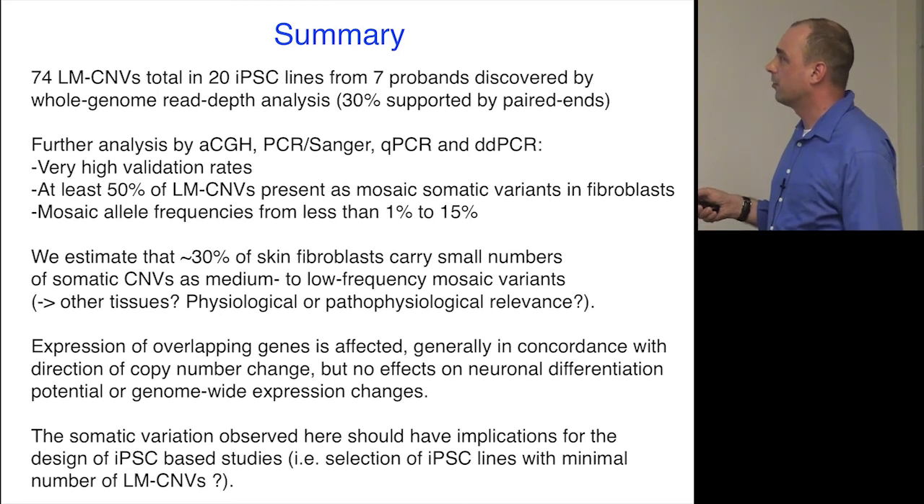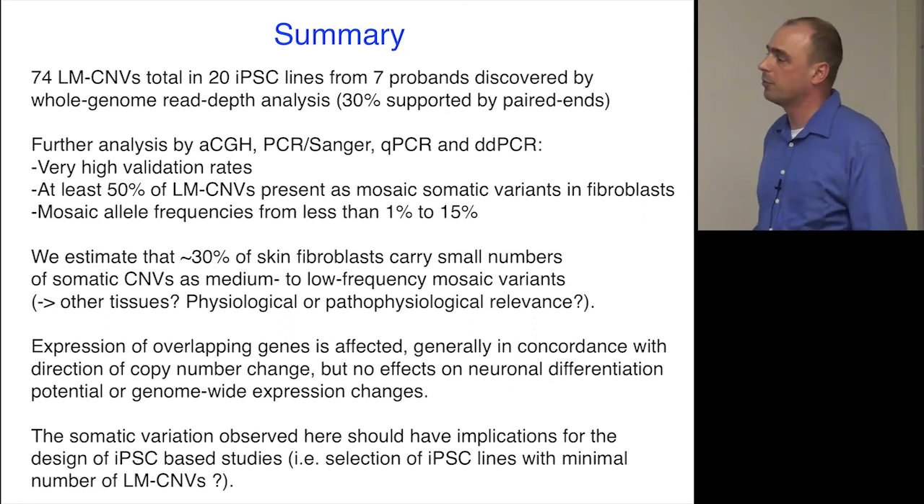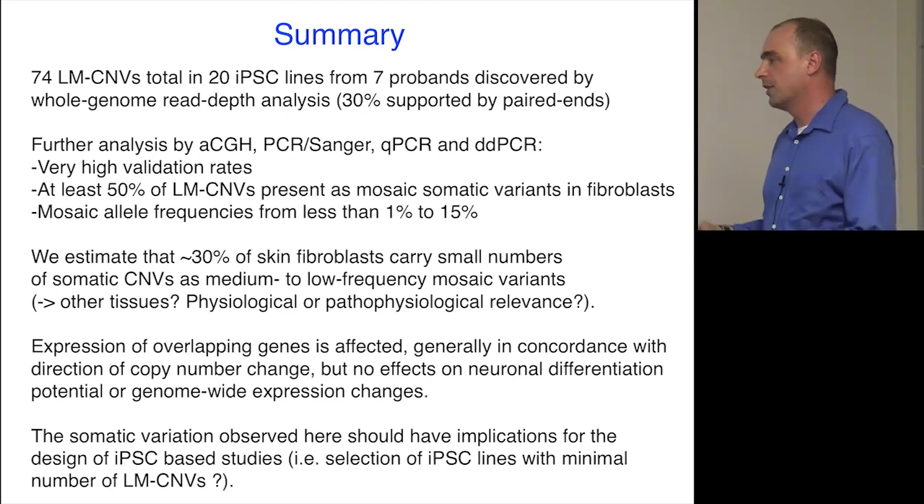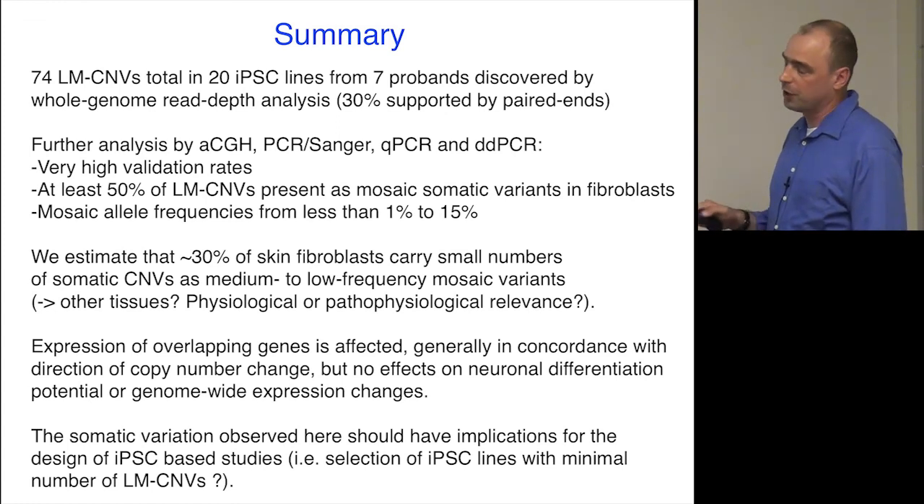In at least 50% of these 74 LMCNVs, we could determine with the follow-up analysis that they were already present as mosaic somatic variants in the fibroblast DNA. That doesn't mean that the other 50% are not present. We just couldn't find a good spot to put PCR primers and digital PCR primers. Well, you need a good PCR primer first, and then you can drop the digital PCR probe in there. So we don't know yet what the exact number is here, but in about 50% of the cases, we could make that determination. And our range of mosaic allele frequencies so far is from about 1 to about 15%.